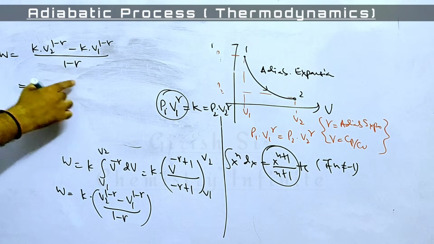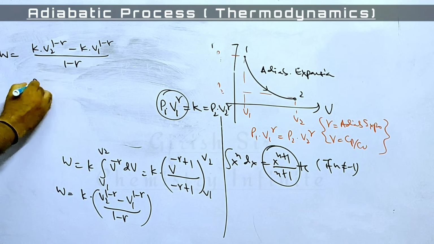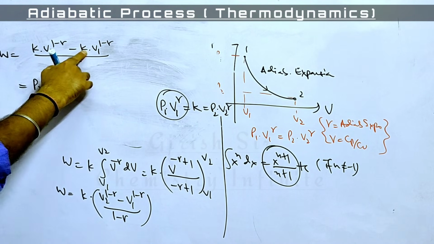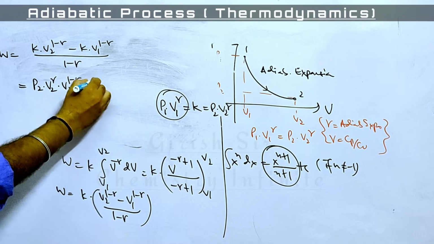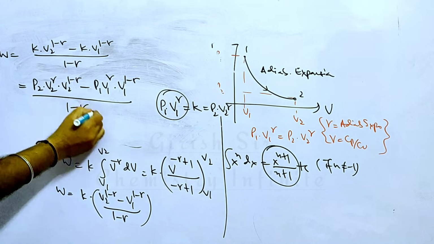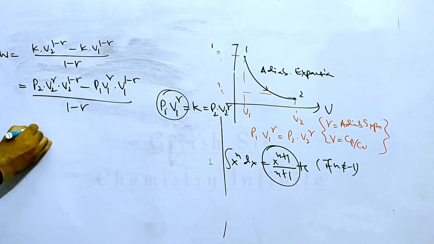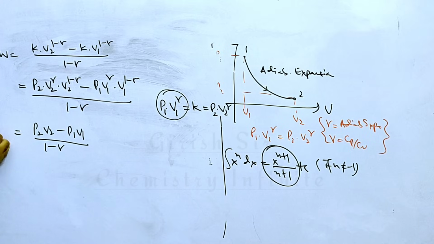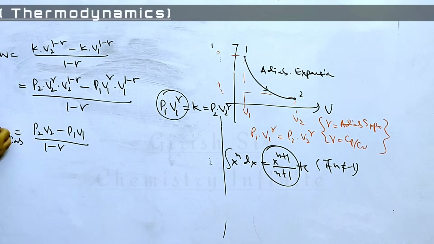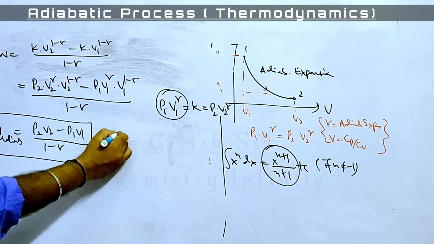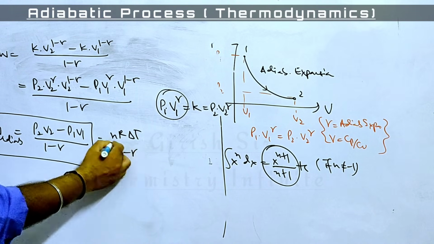So here in the first term, I will be using K equal to P2 into V2 to the power gamma. And in the second term, I'll be using this expression for K, as it will give us a simplified expression. This simplifies to P2 into V2 minus P1 into V1 upon 1 minus gamma. This is work done during an adiabatic process by an ideal gas. This P2 V2 minus P1 V1 can also be written as nR delta T if required.